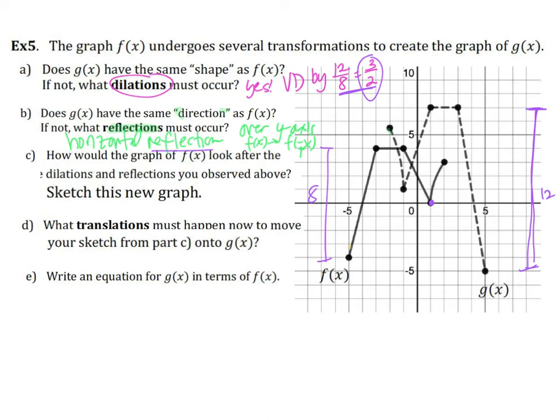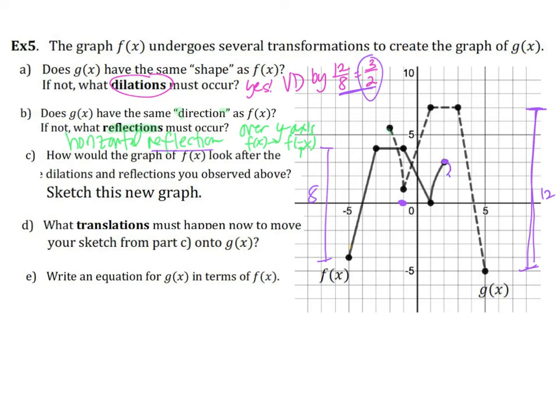So here's my original point. When I do a vertical dilation, I can't stretch it anywhere because I multiply it by 0. 3 halves times 0, it just stays 0. But then I reflect this point over the y-axis. So this point goes over here to the left-hand side. So that point's done. Now I'm going to take this point here.